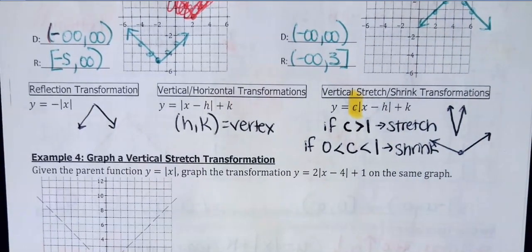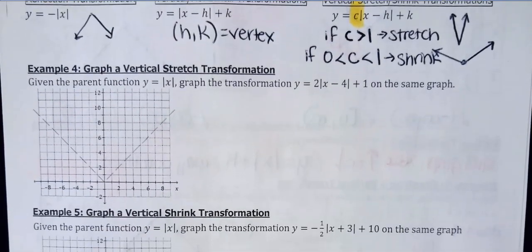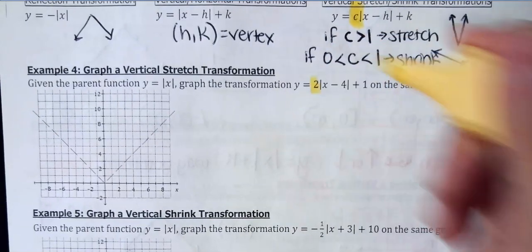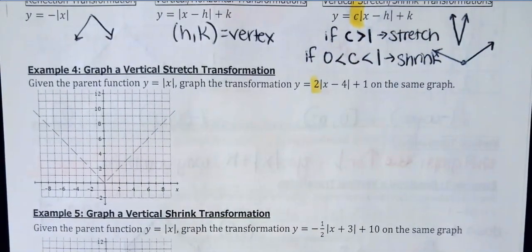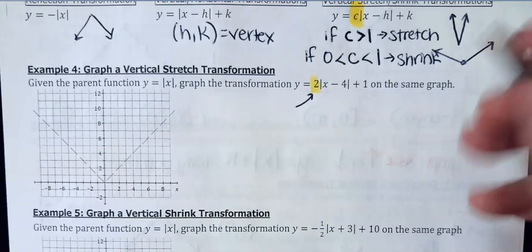So vertical stretch pulls it up and stretches it. Vertical shrink kind of smashes it down and widens it out. Now, it does not affect how you find the vertex. So if there's a number in front of the absolute value, that doesn't affect anything in terms of finding the middle of the V. And we're going to try one of each in this example 4 and 5. So the first one here, in example 4, and just on the graph for you guys is just y equals absolute value of x, just so we can compare them so you can see how the stretch and the shrink are in terms of the width compared to just a plain absolute value of x.